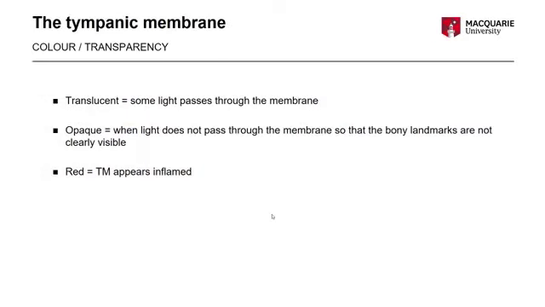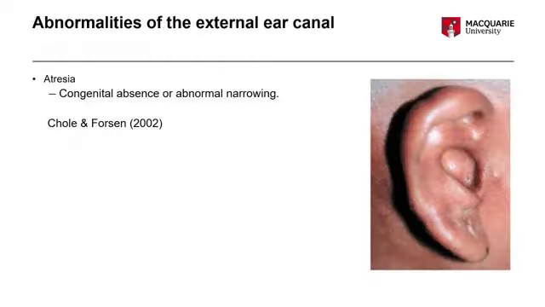Okay, when it comes to the colour of the tympanic membrane, there's quite a large variation of normal. So when it's translucent, some light passes through the membrane. When it's opaque, light doesn't pass through the membrane, so you can't necessarily see the bony landmarks behind the eardrum, but opacity is not necessarily pathological. So some people can have quite opaque eardrums and be perfectly healthy. However, if it's red and appears inflamed, then that might indicate some sort of pathology.